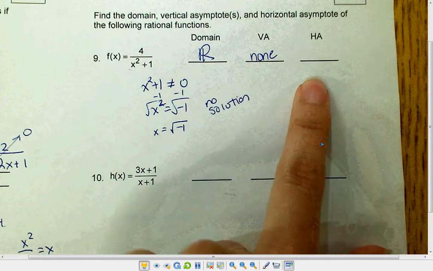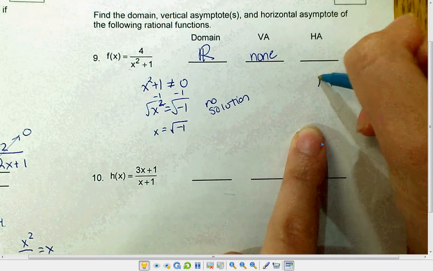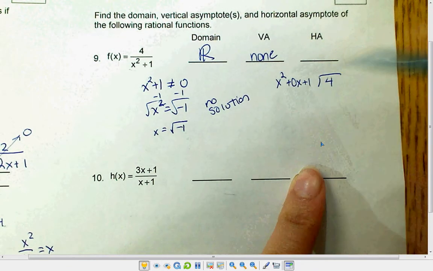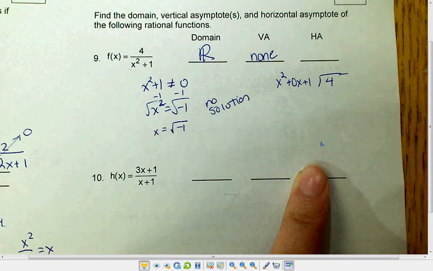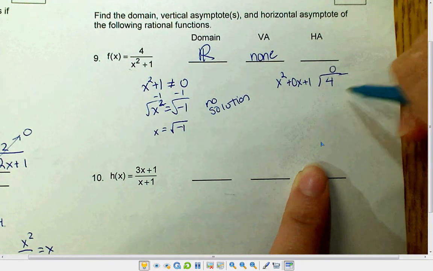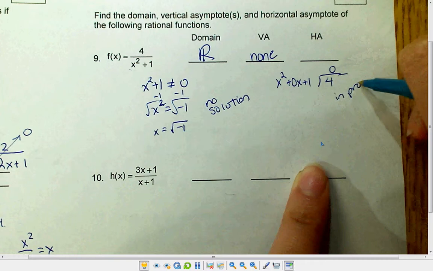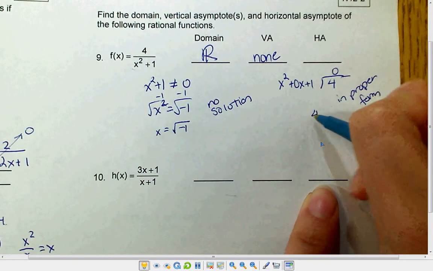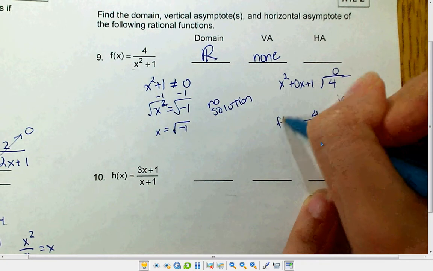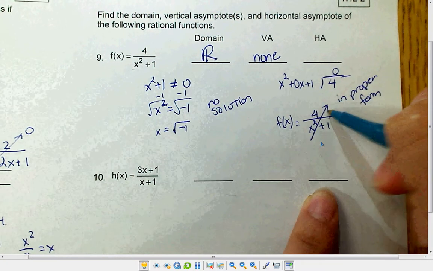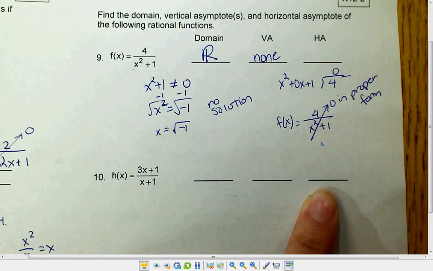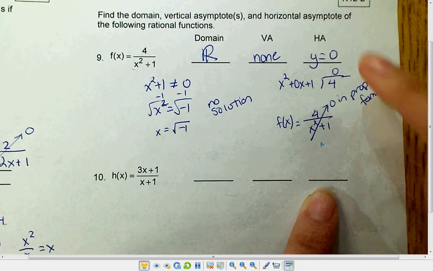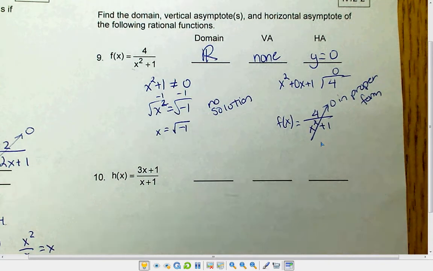For my horizontal asymptote, this is what we just did now. So if we try to divide x squared, it's missing a 0x plus 1. Can we divide 4 by x squared? No, we can't. It's already in proper form. So if it's already in proper form, 4 over x squared plus 1, the fraction goes to 0. So what is my horizontal asymptote? It's y equals 0. So whenever it's already in proper form, your horizontal asymptote is y equals 0 because that fraction is going to go to 0.